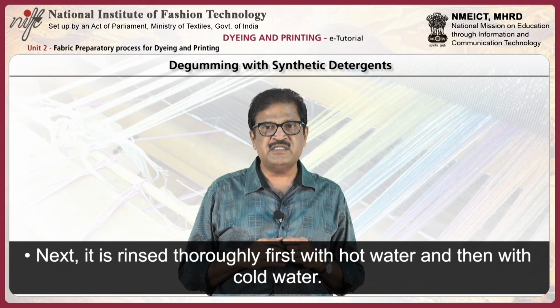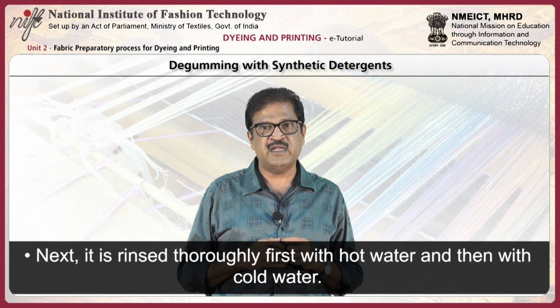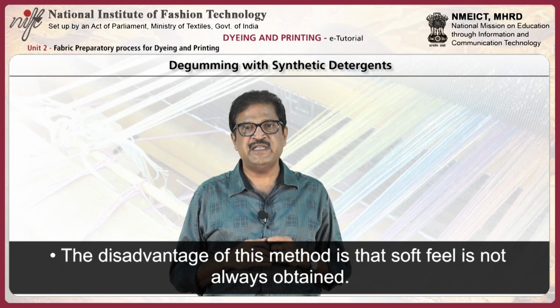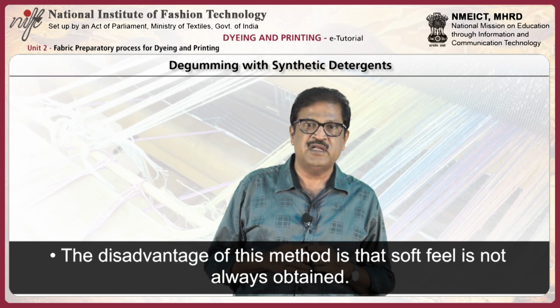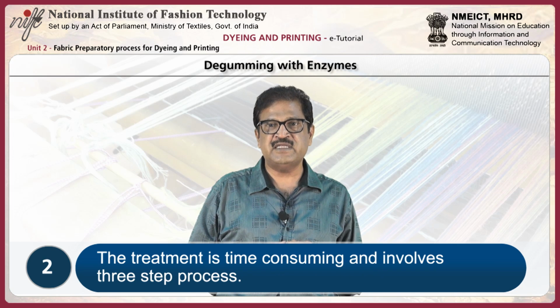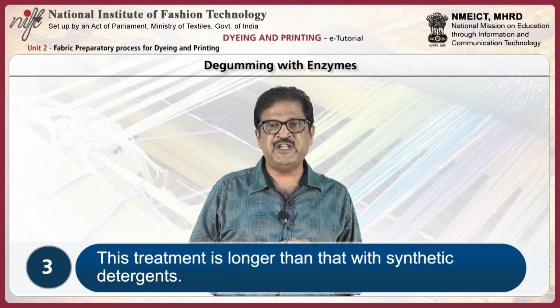Then rinsed thoroughly, first with hot water and then with cold water. The drawback of this method is the soft feel is not always obtained. Treatment with some protein enzymes like trypsin or papain may dissolve the sericin gum. The treatment is time consuming and involves a 3-step process. This treatment is longer than that with synthetic detergents.